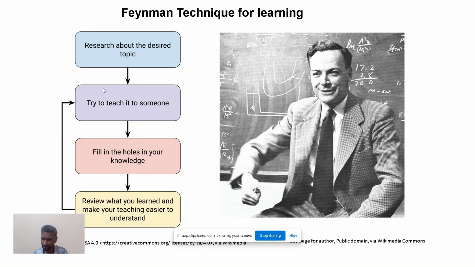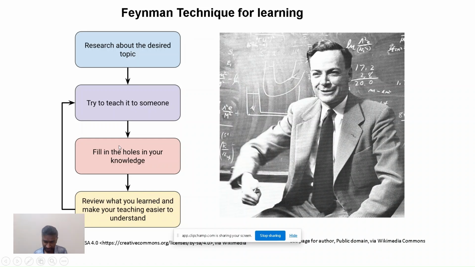It is the same as writing to learn. You might have seen some people suggest, start writing, start writing. When you start writing, you are forcing yourself to think. So writing is a means to learn. Similarly here, Feynman recommends teaching as a method to learn.